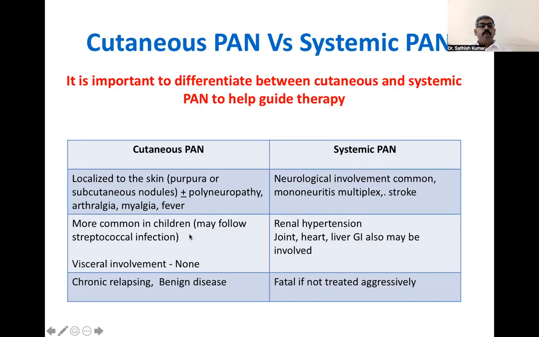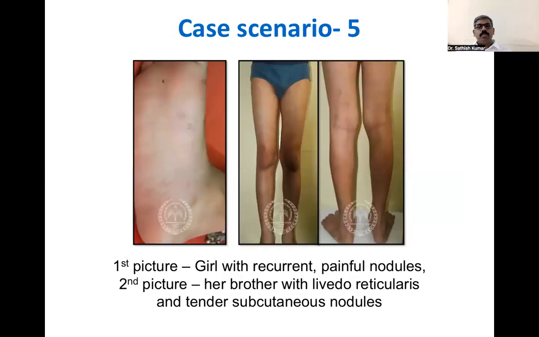Usually, cutaneous PAN follows streptococcal infection in children. It is a benign course, chronic and relapsing can be there in cutaneous PAN. Systemic PAN is a very severe disease, so we should be very aggressive in treatment. If you don't treat it aggressively, it can be fatal in children also.